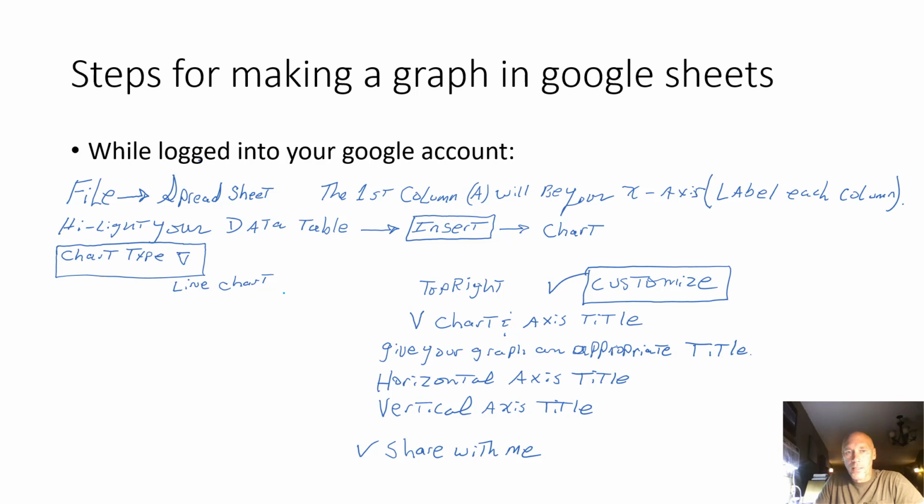And then once you get into the line chart, at the top right, you want to click Customize. And under Customize, that's where you're going to put your axis in and label everything. So make sure you give your graph an appropriate title. The title should tell the person looking at the graph what it's about without being too detailed, in as few words as possible. Be sure you put your units and everything on the horizontal and the vertical axis. And then when you click Share with me, I will get a copy of that through my email account, okay?